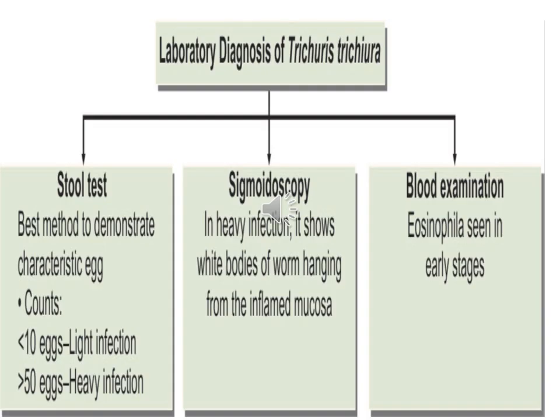In laboratory diagnosis, the main characteristic, as we said before, is its egg and its characteristic shape. So in stool examination, we can see barrel-shaped eggs. According to the degree of infection, egg counts can be less than 10 eggs in a first or light infection, and more than 50 per field in a heavy infection. There are other ways to detect Trichuris trichiura, like sigmoidoscopy and also blood examination.